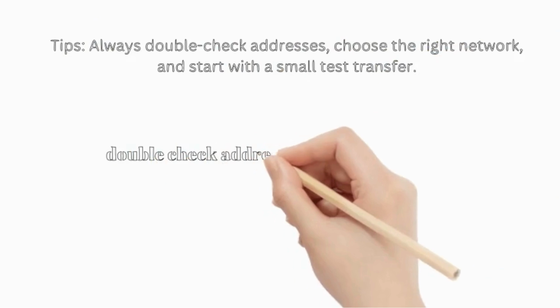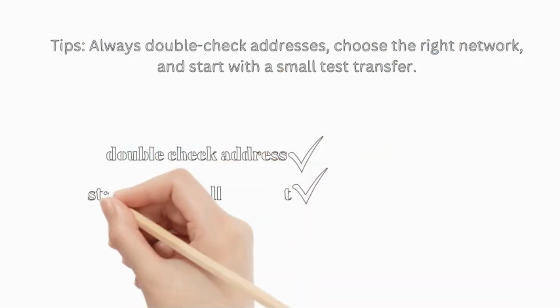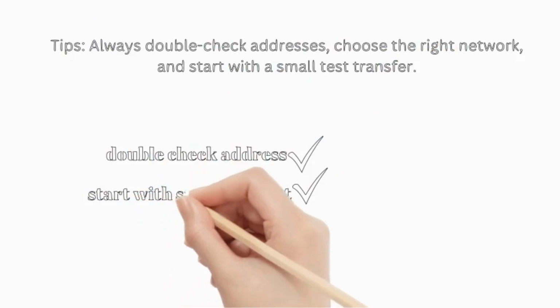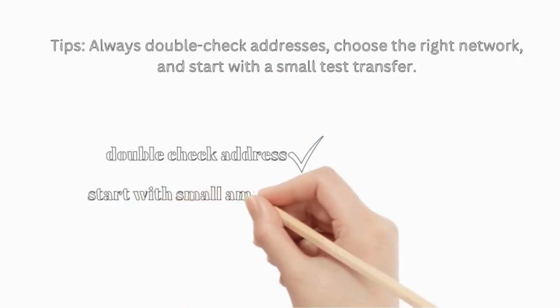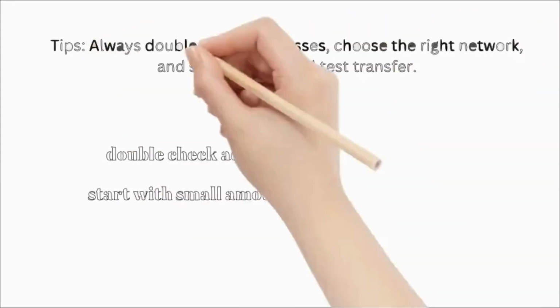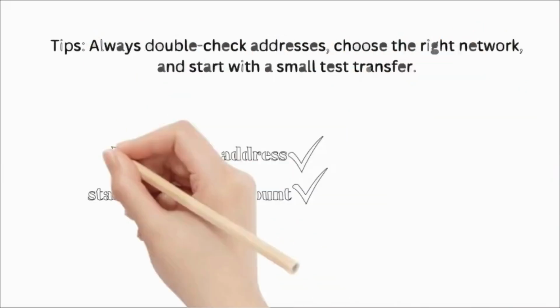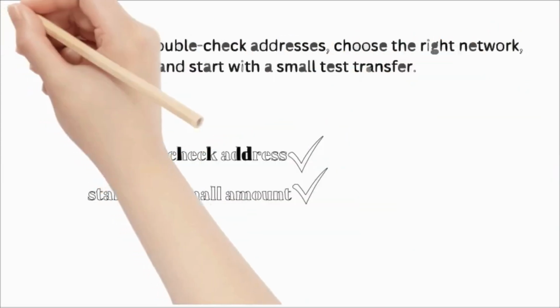Keep an eye on fees. Different networks have different fees. Always check the fees before confirming the transfer. Following these tips will help you avoid common pitfalls and make your crypto transfers a breeze. And that's a wrap. You now know how to transfer USDT from OKX to Binance like a pro.